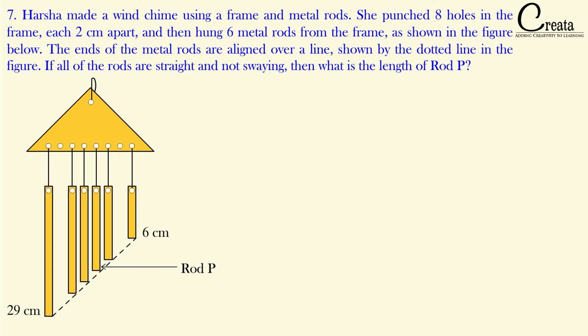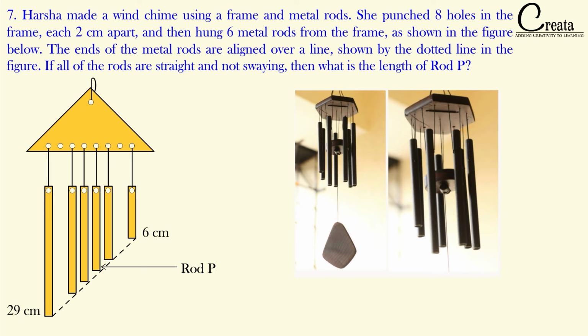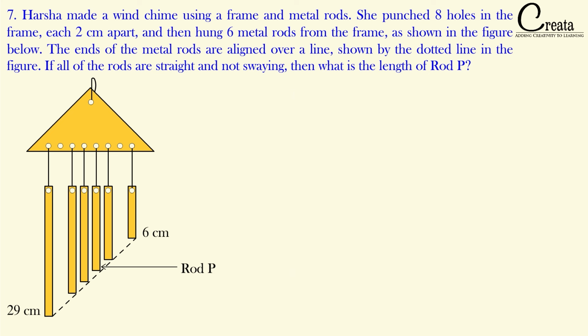So this is the question. You can pause the video, review this question and try to solve it on your own. So let's approach the question. Harsha has made a wind chime. A wind chime is a small musical thing that is put on houses for musical sound and for pure energy. So Harsha has made a wind chime. The figure is given in the question.